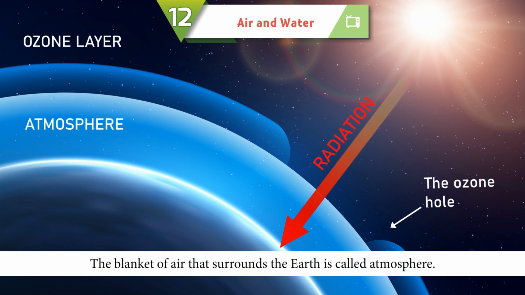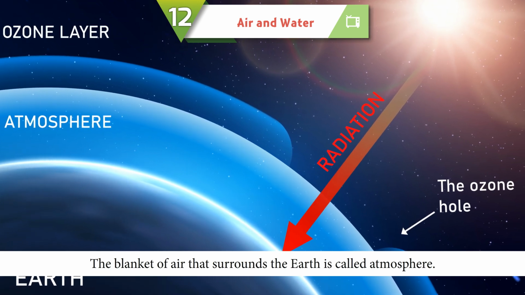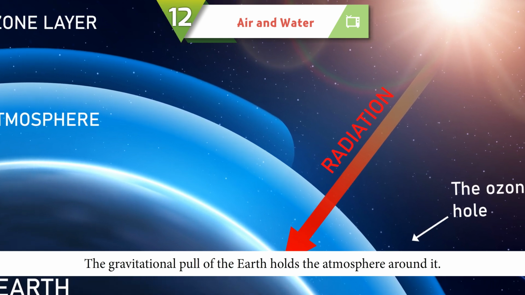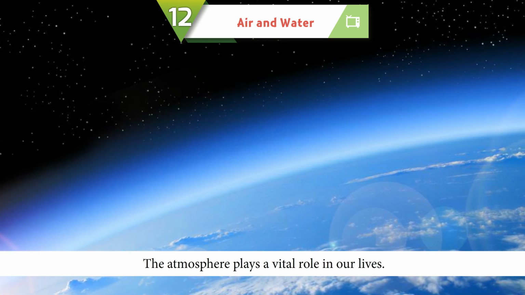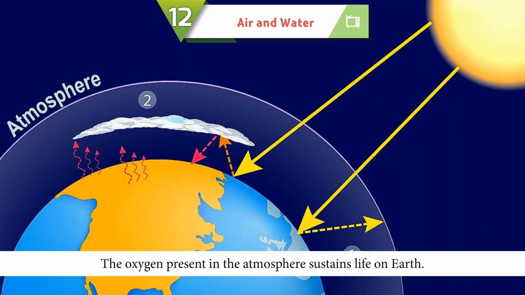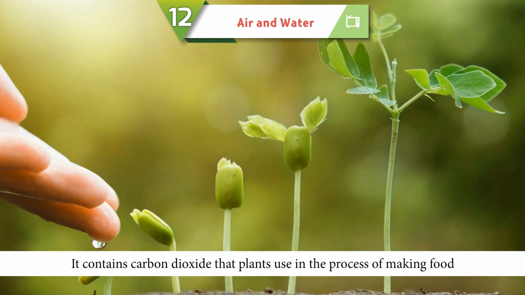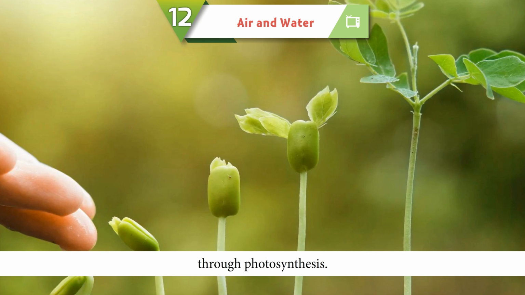Atmosphere. The blanket of air that surrounds the earth is called atmosphere. The gravitational pull of the earth holds the atmosphere around it. The atmosphere plays a vital role in our lives. The oxygen present in the atmosphere sustains life on Earth. It contains carbon dioxide that plants use in the process of making food through photosynthesis.